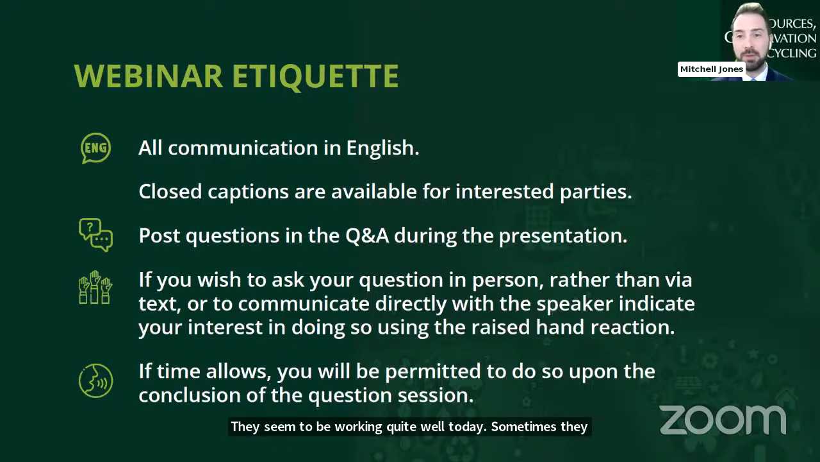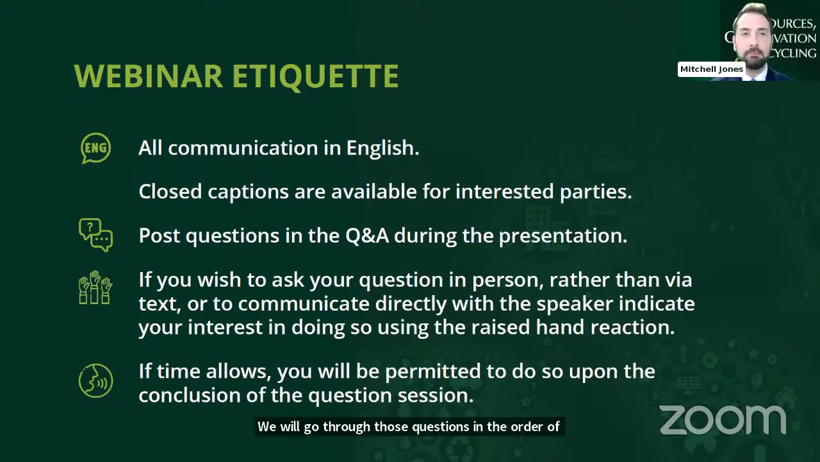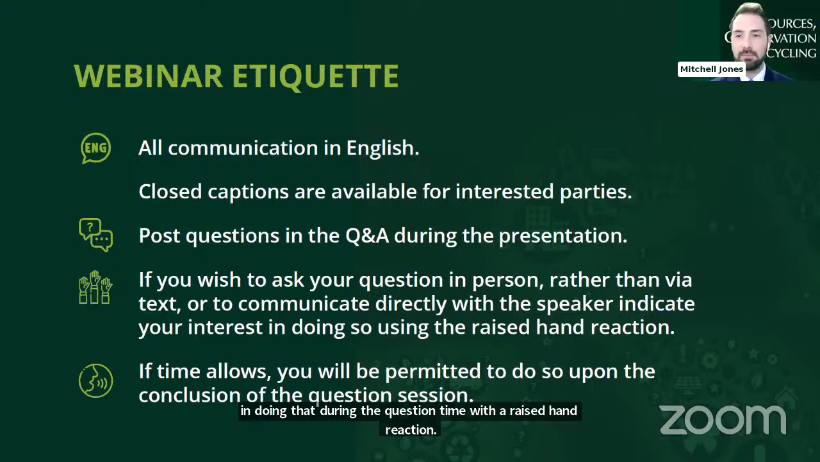If you have any questions, be sure to post them in the Q&A during the presentation. We will go through those questions in the order of popularity. So if you see a question there that you would also have asked, then be sure to upvote that question rather than re-asking it. If you prefer to ask your question in person, we can actually accommodate that. Or if you just want to speak, you can do so. You just have to indicate your interest during the question time with a raised hand reaction. If we have time in that 10 minutes beyond the questions from the chat, then we'll be happy to accommodate your request to join us on the floor.